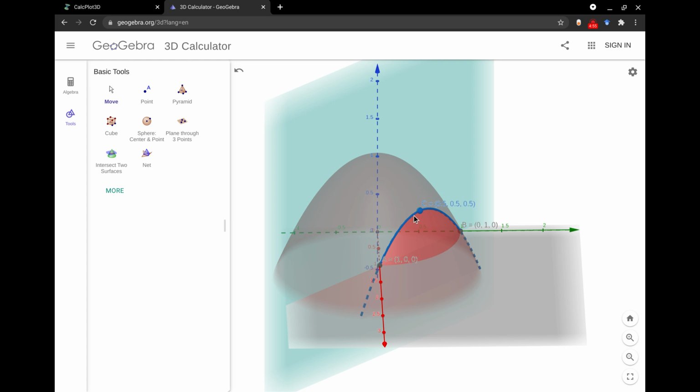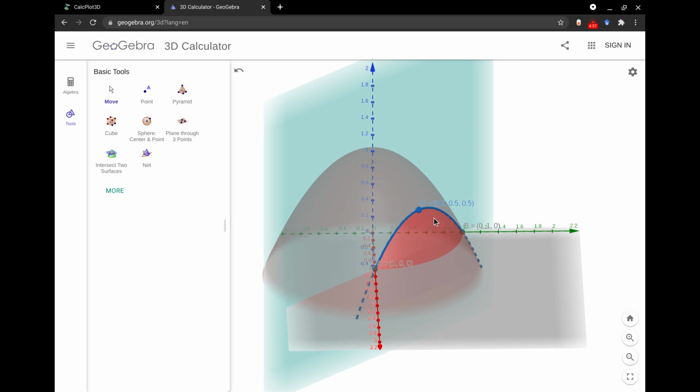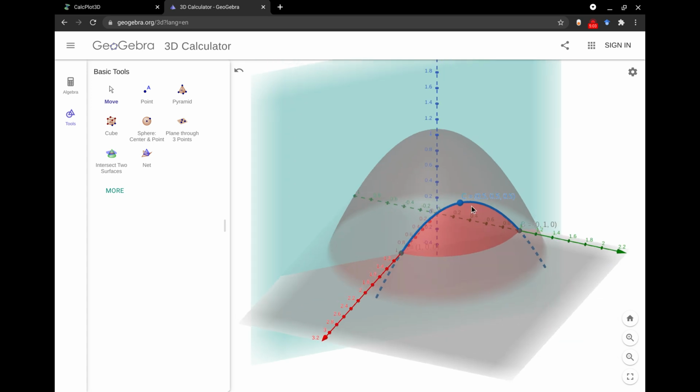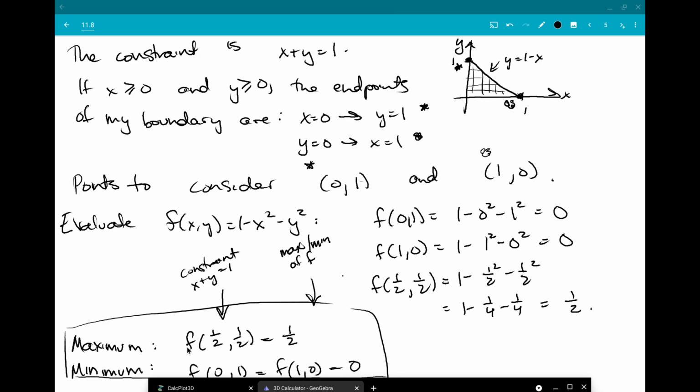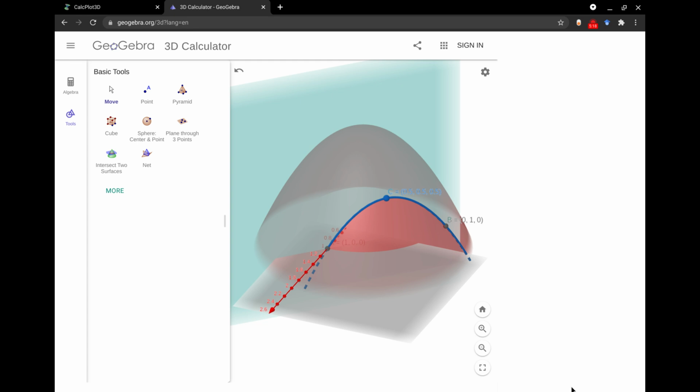This point C was calculated the other way. It's kind of like a turning point on the interior of our constraint. And it's at the point x equal to a half, y equal to a half, z or f equal to a half. And that matches the maximum we found. x equal to a half, y equal to a half is the point, and the function evaluation is a half. So this didn't tell us anything new.